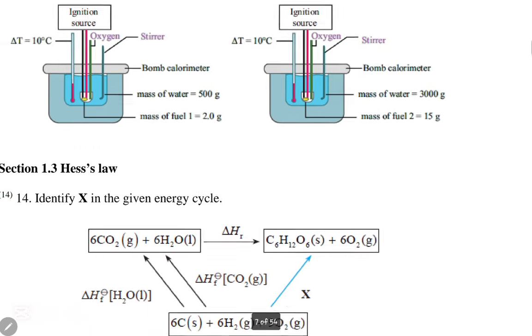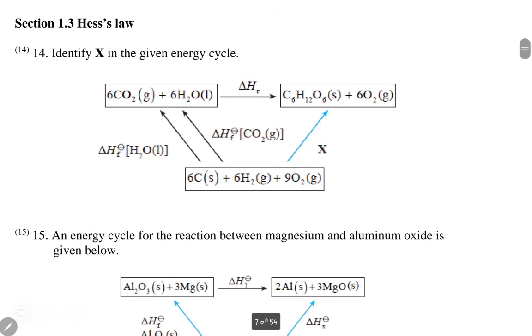Now we move on to section 1.3, which is Hess's law. So this is Hess's law. Identify X in the given energy cycle. Let us see. Here we have ΔH of formation of what? Of H2O liquid. This is what we're focusing on, right?